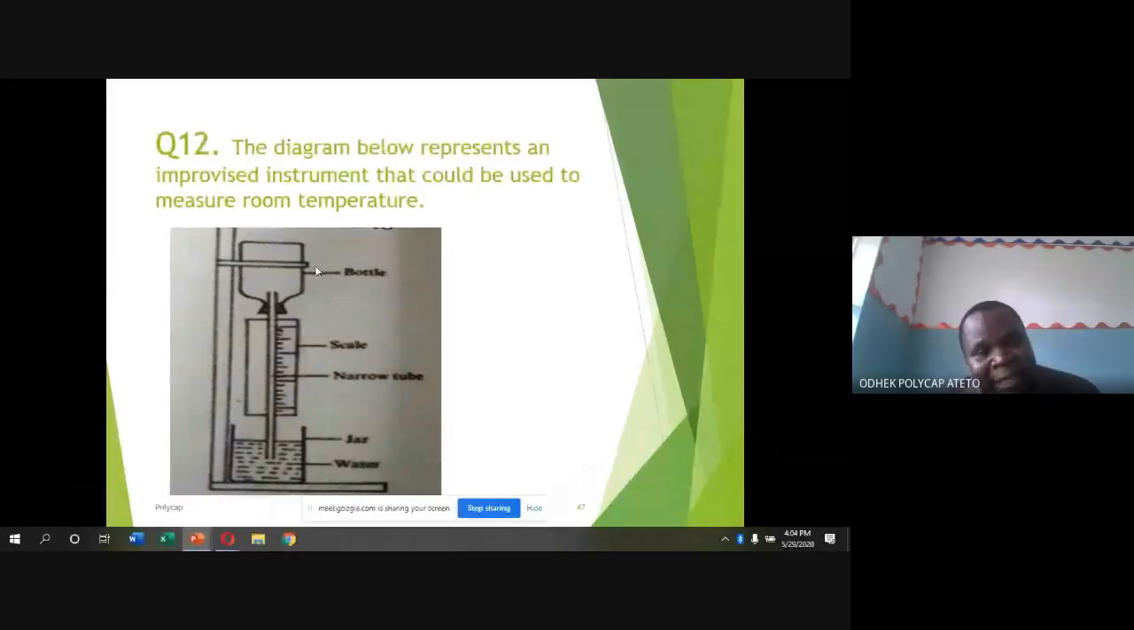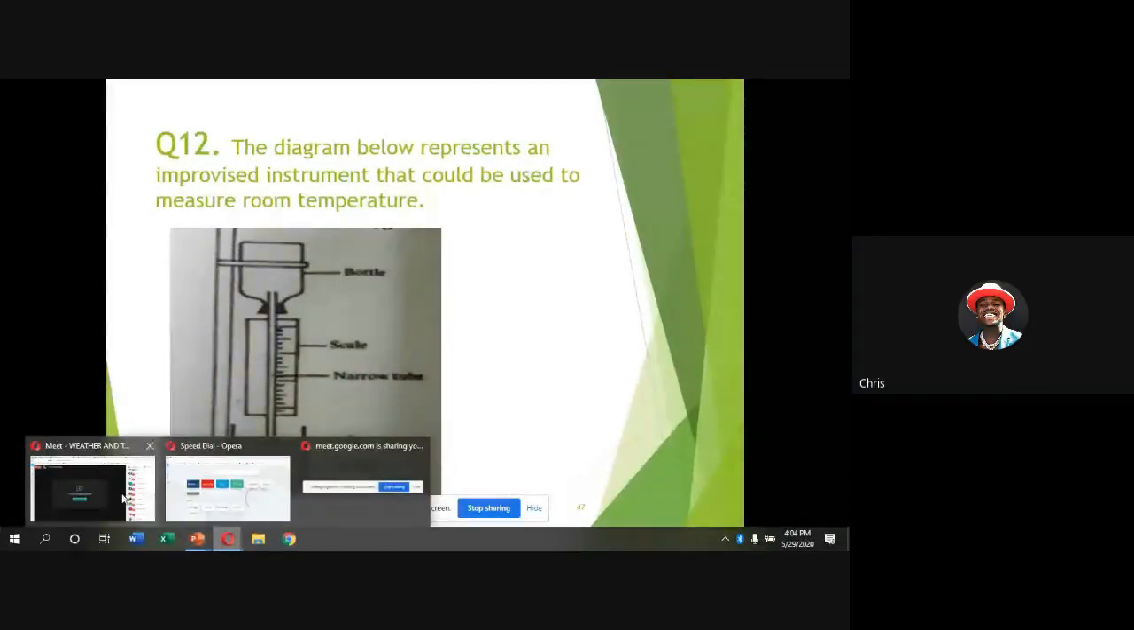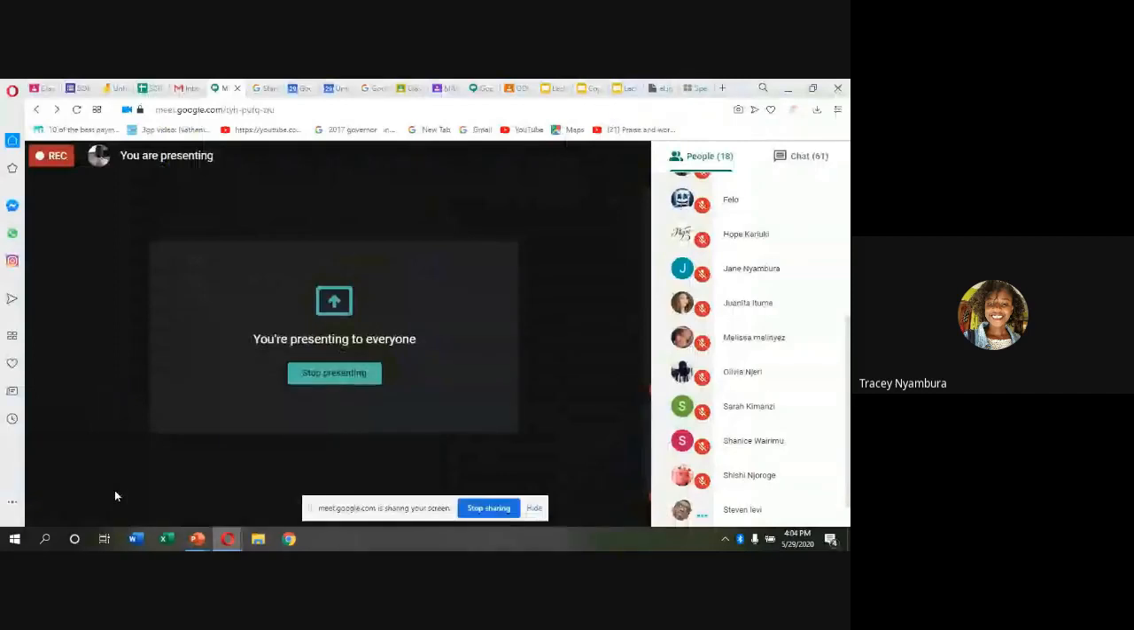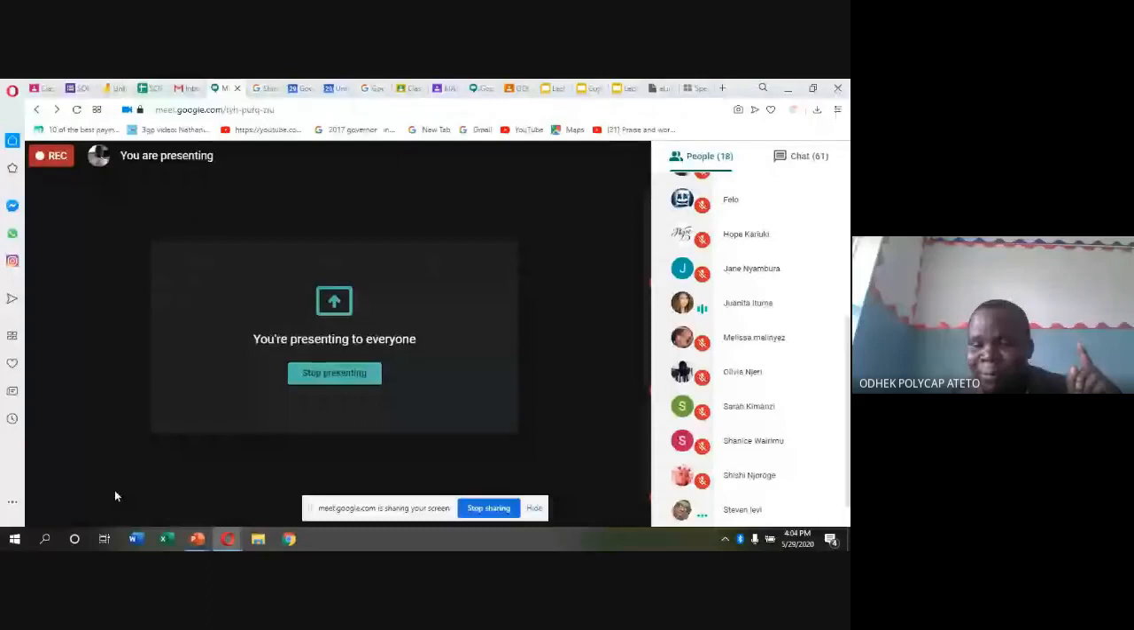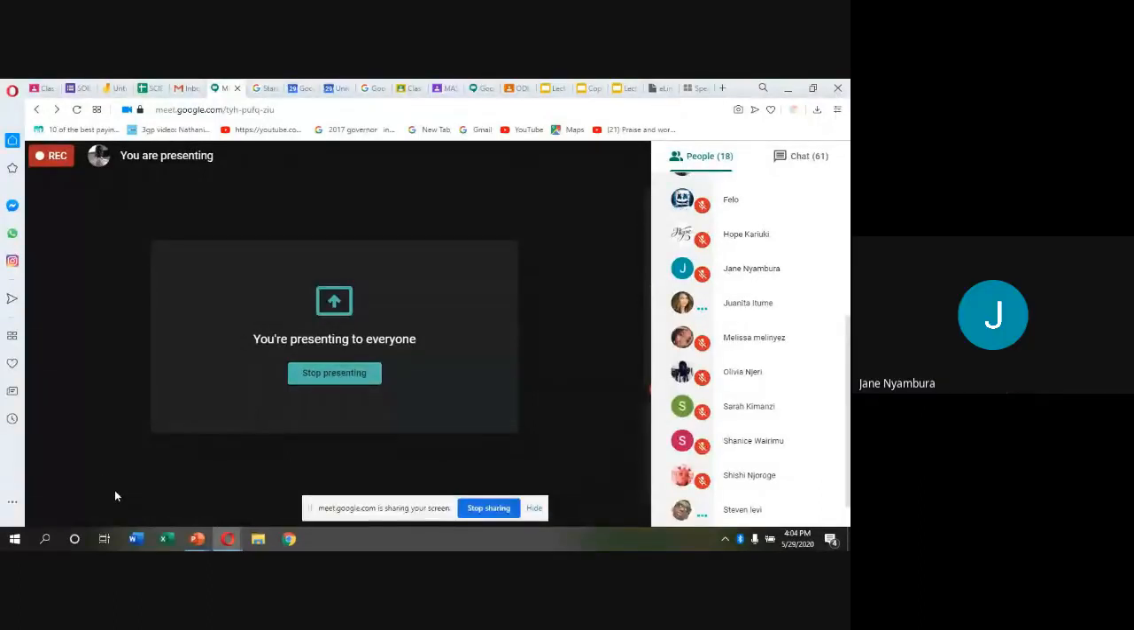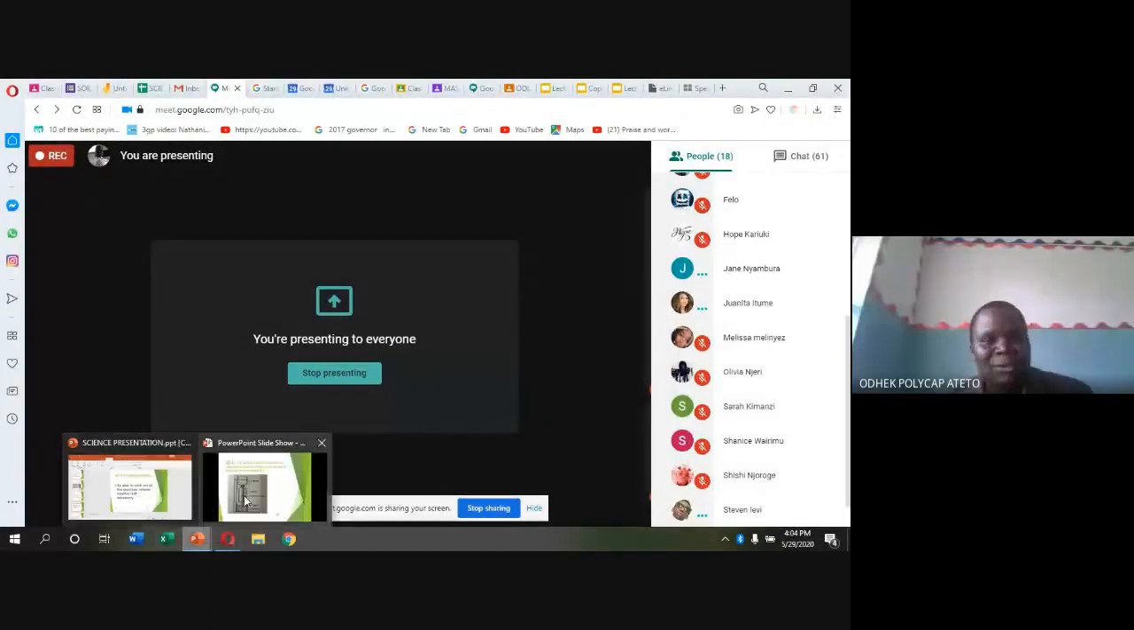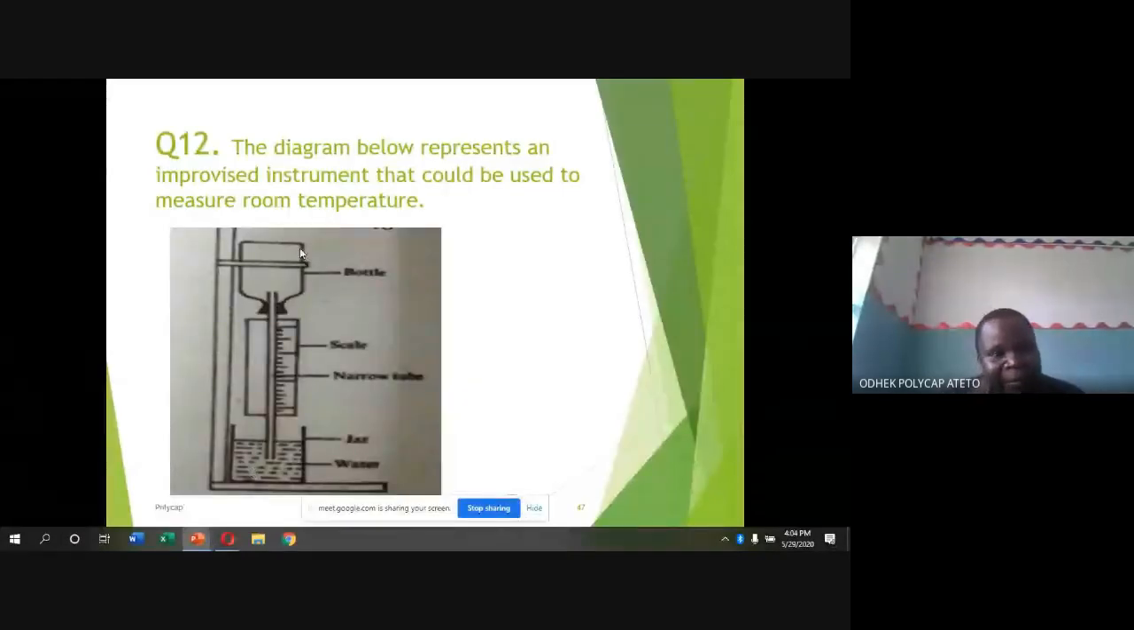Thermometer, and the main reason why it is written from top to bottom is because this air inside this thin walled glass is the one that is going to expand. Understood? Yeah. Understood, Juanita? Yes. Ninel? Yes. So that's the main thing. The air inside this thin walled glass is the one that is going to expand.